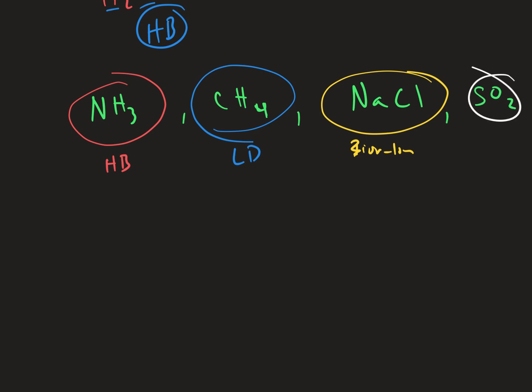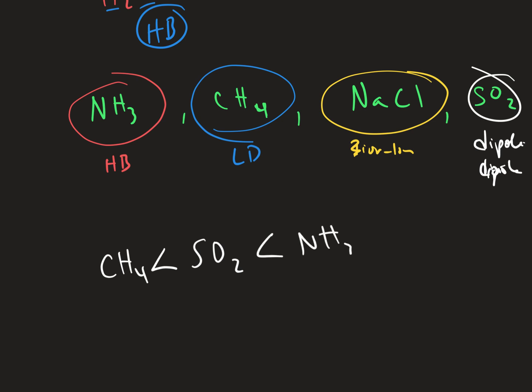And what about this one here? We just did this one, right? Dipole. Okay. Which one's the lowest? London dispersion. So we got CH4. Then what's next? Dipole, so SO2. Then NH3, hydrogen bonding. And then sodium chloride. Does that make sense? There's a good test question right there.